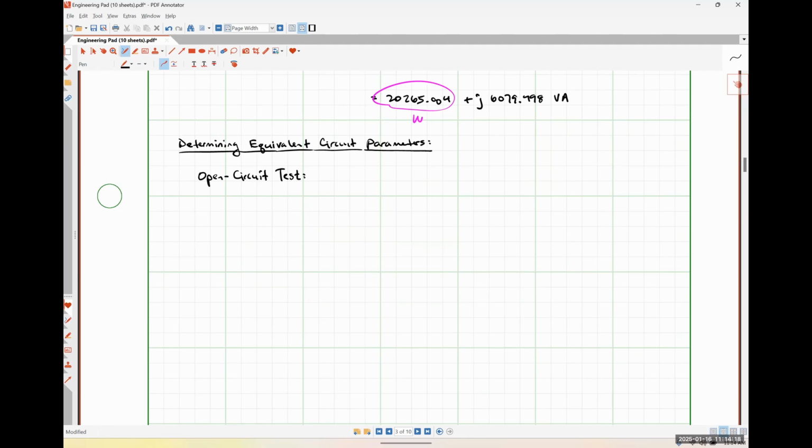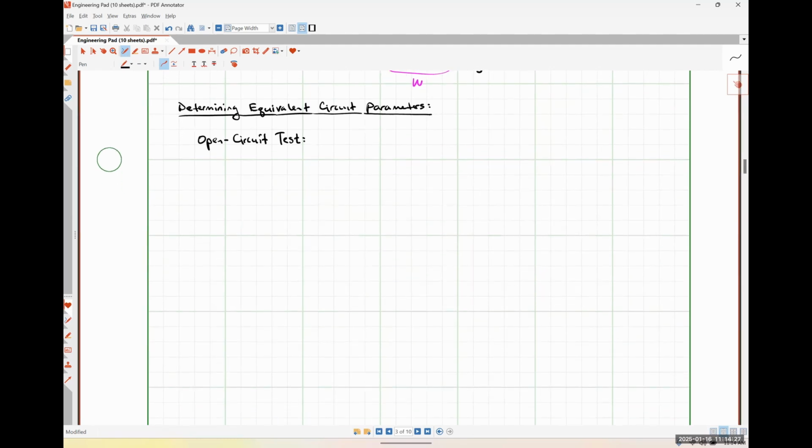Okay. So I'm going to draw a picture for the open circuit test here, okay? And then we'll kind of talk our way through it. So I'm going to start with my voltage source, okay? So we are going to apply rated voltage across typically the high voltage windings, okay? Doesn't necessarily have to be the high voltage windings, but it is typically the high voltage windings of our transformer, okay?